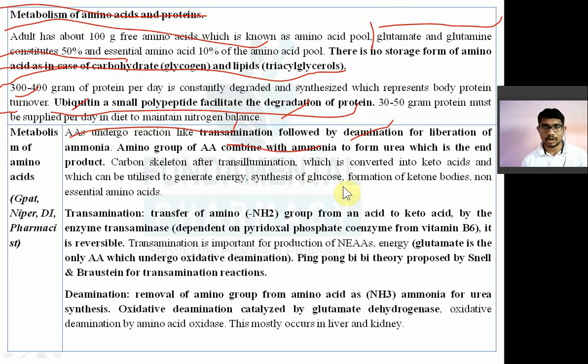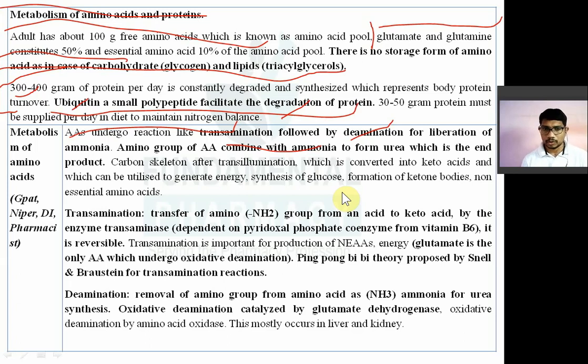The metabolism of amino acids is common: amino acids undergo reactions like transamination followed by deamination. Transamination means transfer of amino group. Deamination means removal of amino group. Ammonia is liberated and combines with the amino group of another amino acid to form urea. This is the end product of amino acid metabolism.